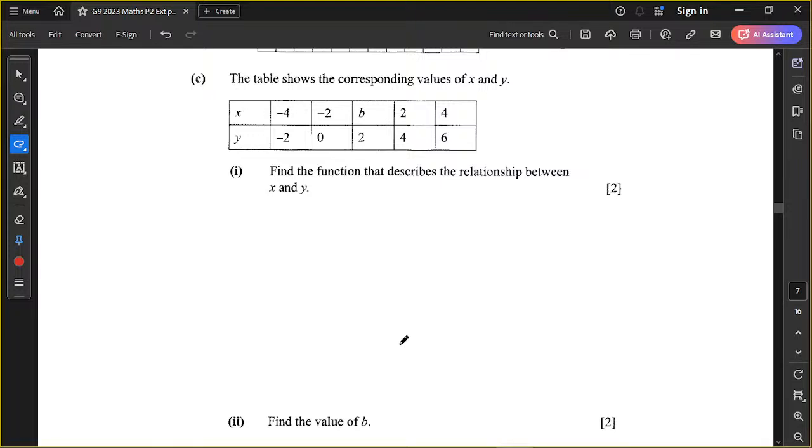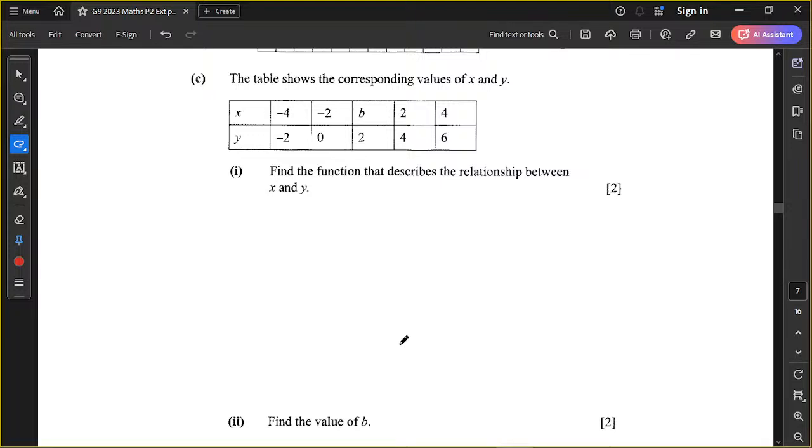So we come to question 3C, which says the table shows the corresponding values of x and y. Before we go to the question, study the table. Okay, I hope we have studied the table. Now we come to the actual question, which is: find the function that describes the relationship between x and y.